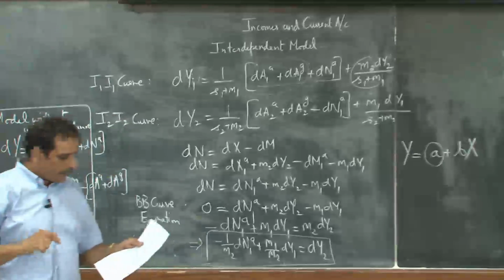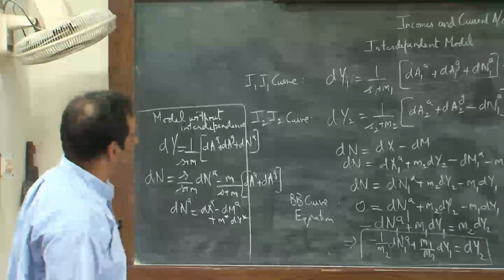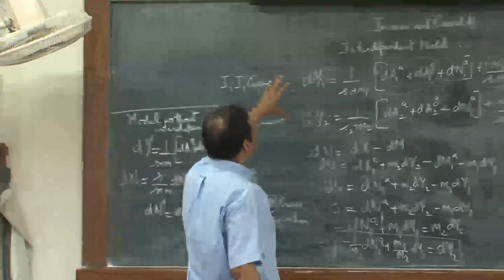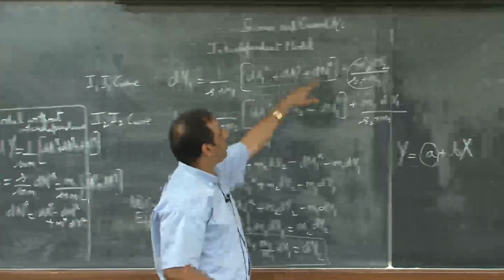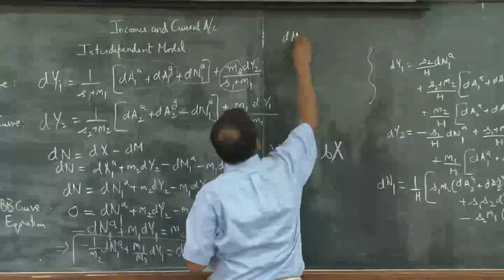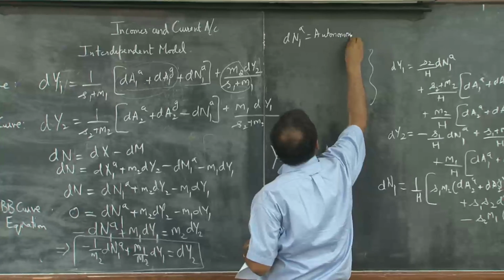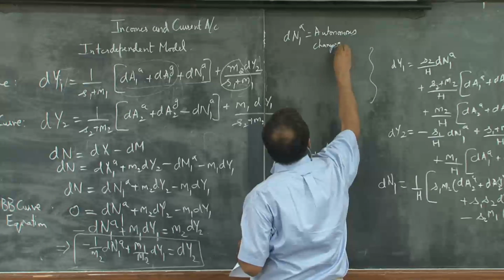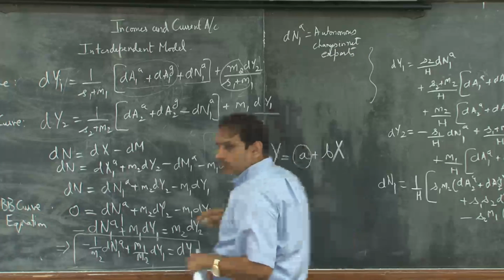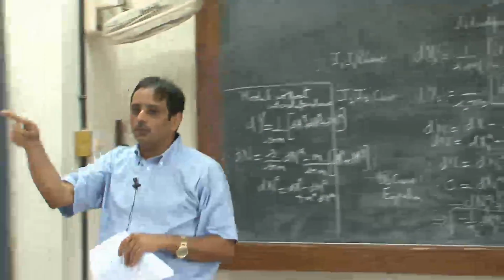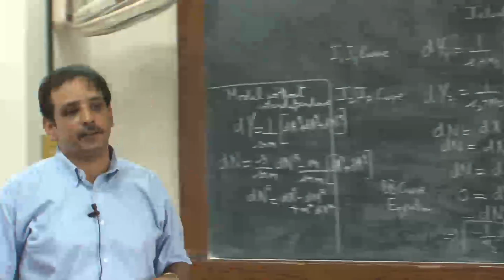Now coming back to this point, an autonomous switch in expenditure from home to foreign goods. What do you think will happen to the first equation? Please see that the dN1A term is the autonomous change in net exports. Now there is a switch in expenditure from home to foreign goods. What do you think will happen to the dN1A term?